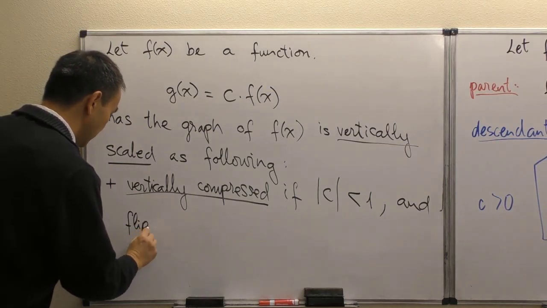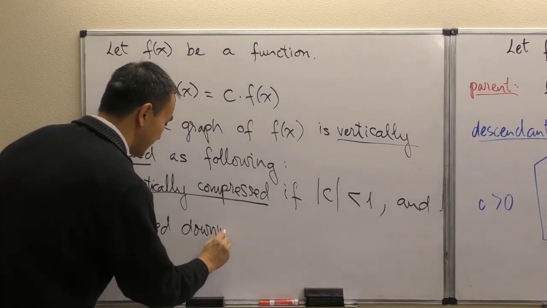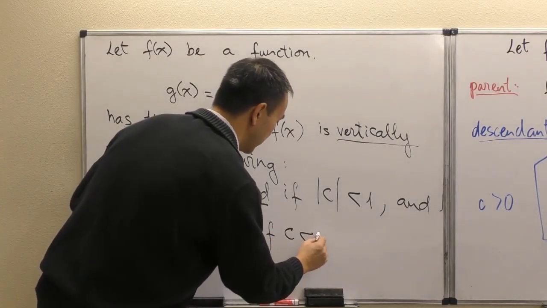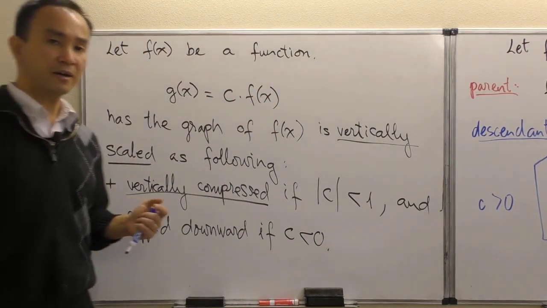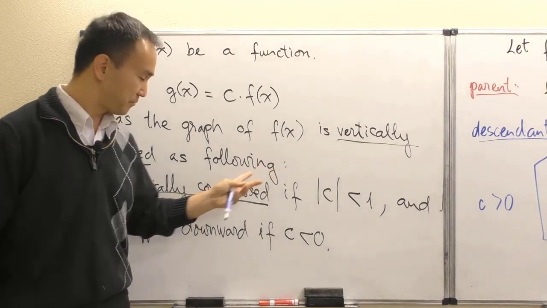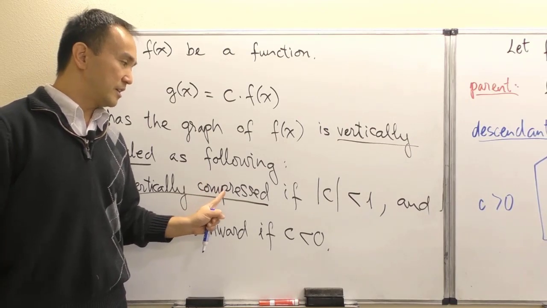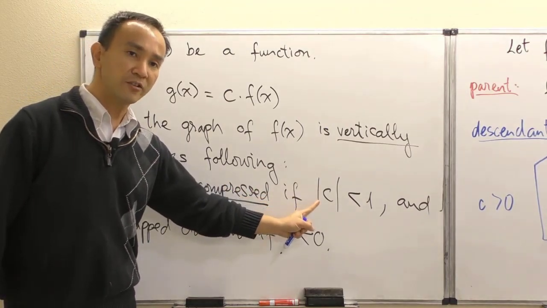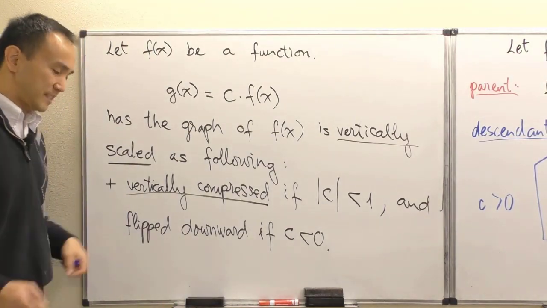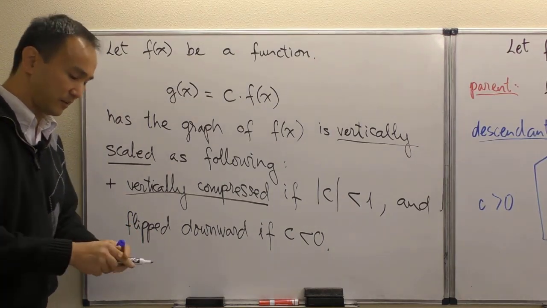And again, flipped downward, okay, if c is a negative value. So by default, if c is positive, then there's no flip, that's all. And vertically compressed or stretched, depending on the absolute value of your coefficient. All right, so that's how we put these together and systematize all of that.